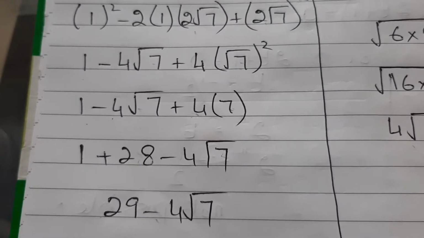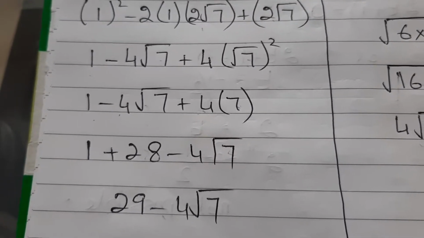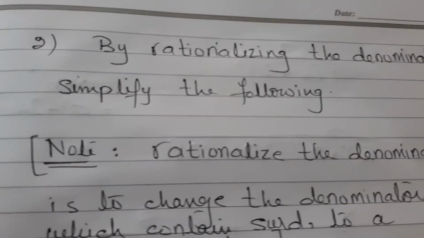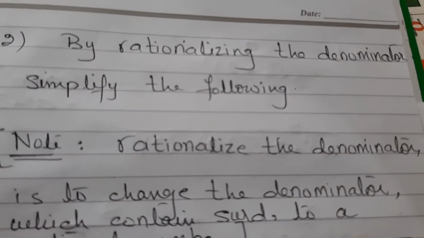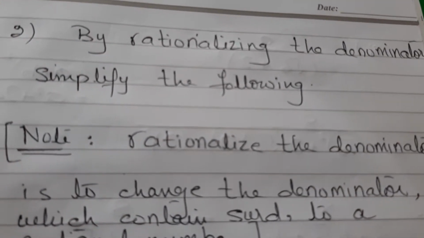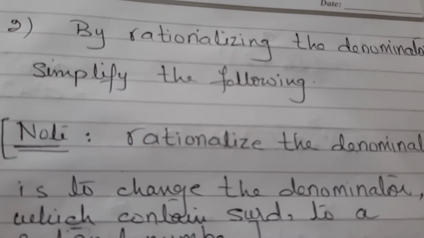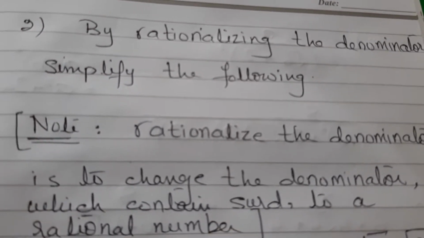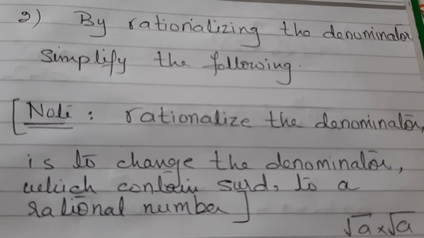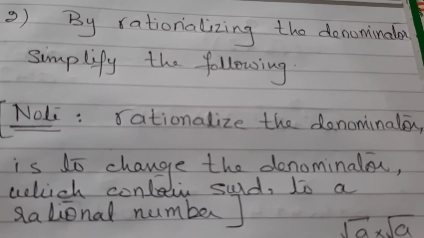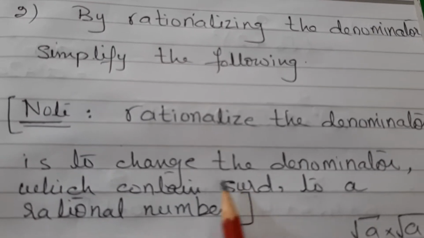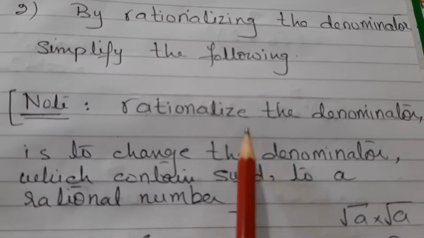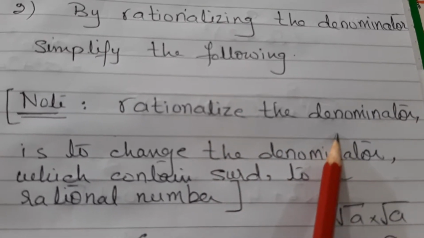Now let's see what rationalizing the denominator is when we are simplifying. First of all we need to understand what it means to rationalize the denominator. When the question says by rationalizing the denominator, simplify this, it means in the denominator of the fraction you will have a surd, and you need to change it into a rational number. And the process you will do is called rationalizing the denominator.